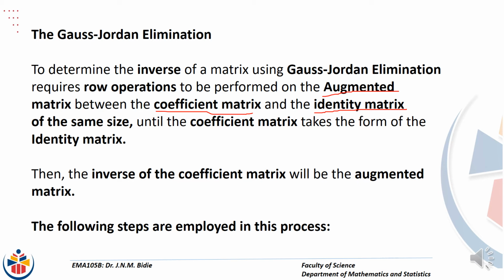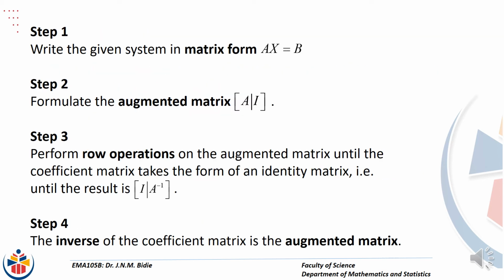So let's quickly go through the steps so that we get this right. First things first, remember you have written your equation in matrix form, AX equal to B. Then the next step, formulate the augmented matrix. Note on the left hand side is A, on the right hand side is I. So that means this is a 2 by 2 system. So you'll have 2 rows and 4 columns, because remember the identity matrix of the same size as A also is a 2 by 2. It's 1 0 0 1.